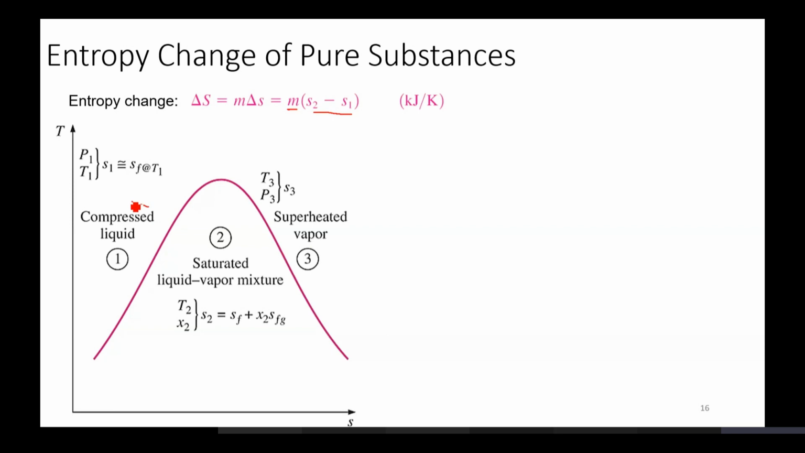If you are in the compressed liquid region, you will approximate the entropy based on two independent intensive properties. You will approximate it as the value of saturated liquid at the given temperature. Just like you do with internal energy and enthalpy, you will do the same with entropy. Similarly, if you are in the saturated liquid vapor mixture region, you will find out the entropy using the saturated liquid value, quality value, and the sfg value. Clear enough?